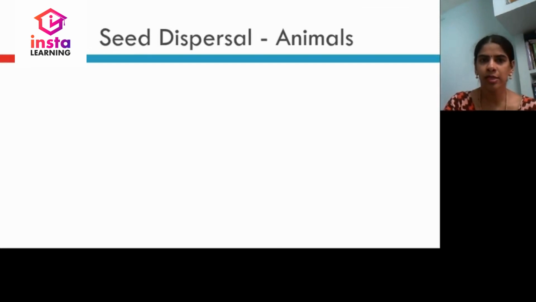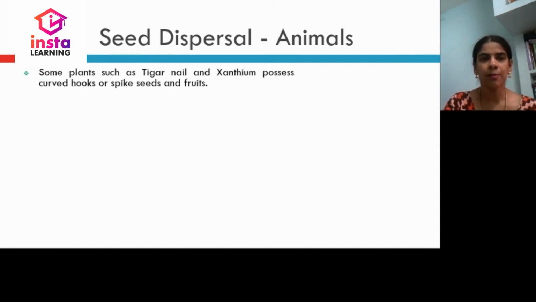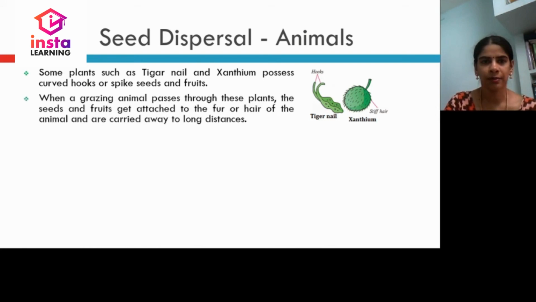Let us see how seed dispersal takes place through animals. Some plants such as tiger nail and xanthium possess curved hooks or spikes on seeds and fruits. When a grazing animal passes through these plants, the seeds and the fruits get hooked and attached to the fur or hair of the animal, and are carried away to long distances.